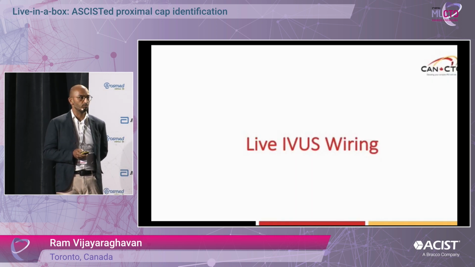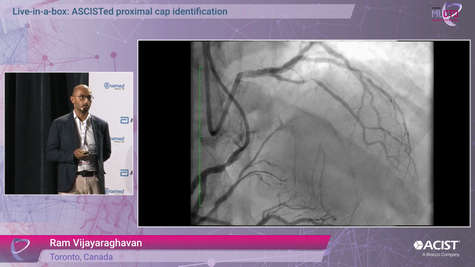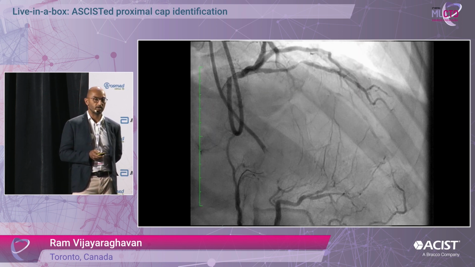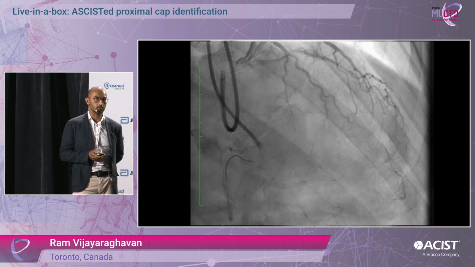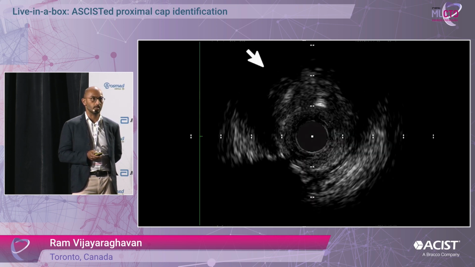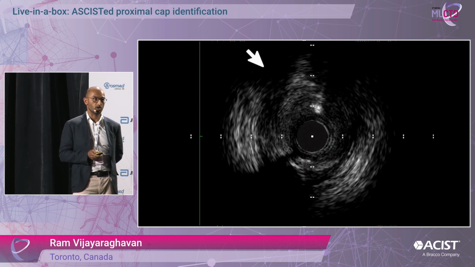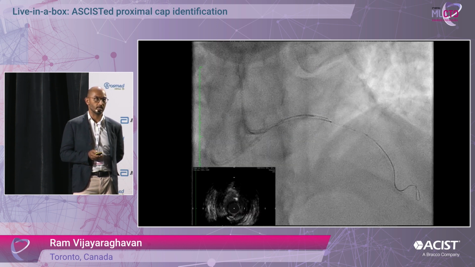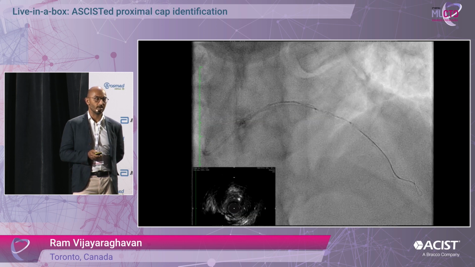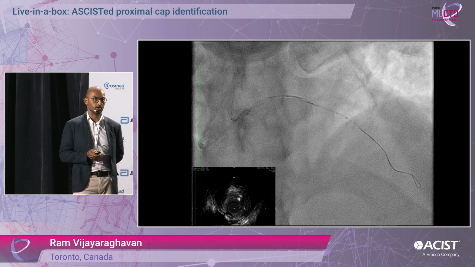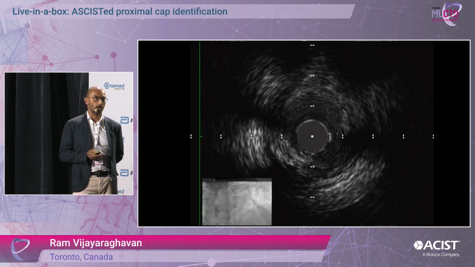I'd like to show you one brief example of live IVUS wiring as a complement to what we just showed you in our case in a box. So this is another LAD with an ambiguous proximal cap, but this time we have a large diagonal branch which will facilitate IVUS. And I'm pointing out the proximal cap here and a pullback from the diagonal. And here we've left the IVUS in place, and we are using a Turnpike Spiral microcatheter again and a high tip load wire to enter.